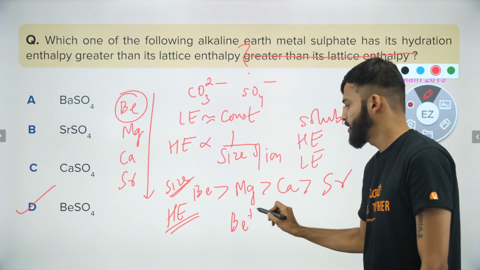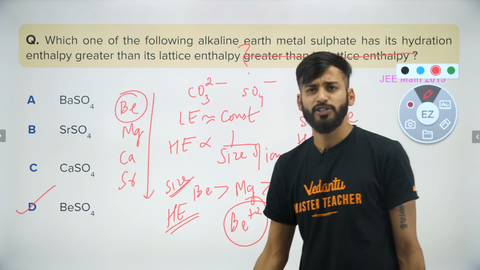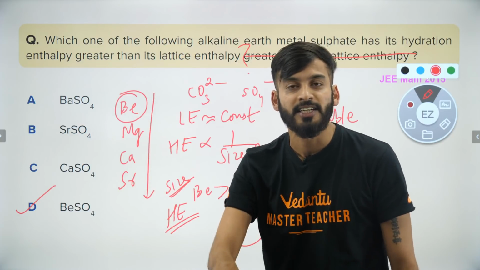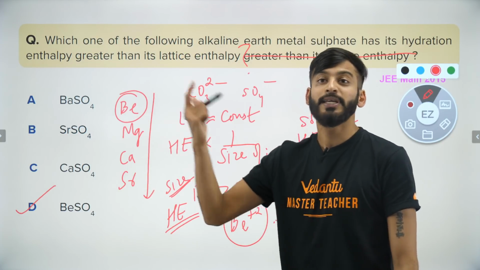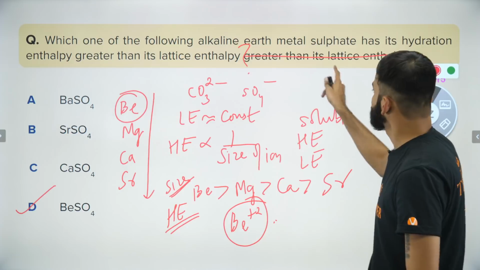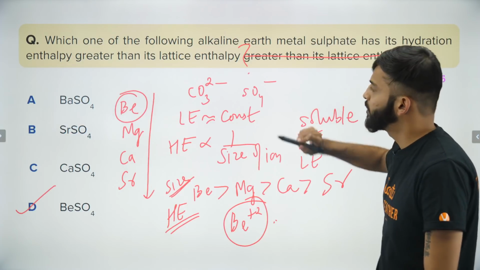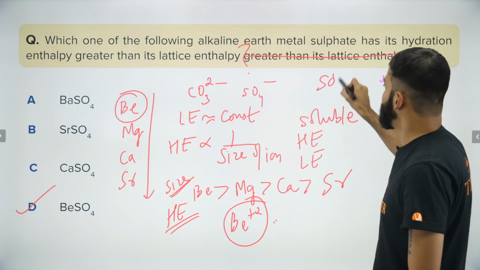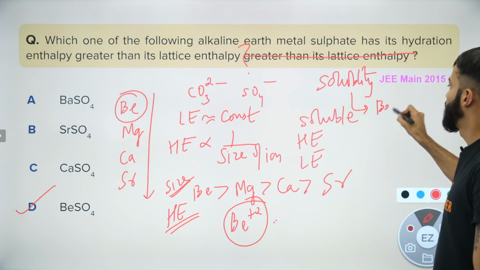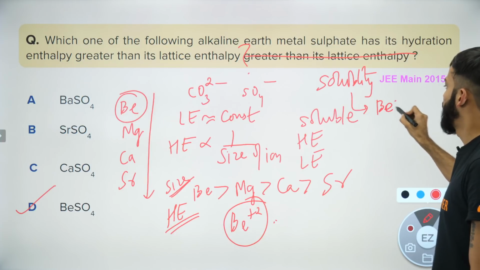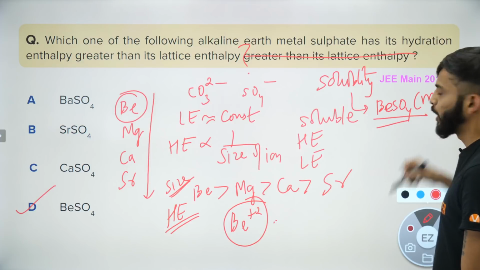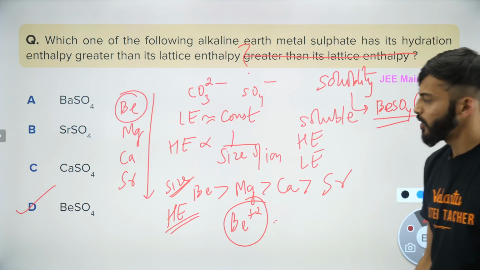सबसे ज़्यादा किसके लिए आएगी? Be plus 2 के लिए आएगी. The size of the ion is very small, so hydration energy will be massive and it will overcome lattice energy. So its solubility will also be high. If I ask what the solubility order is, your answer would be beryllium sulfate will have the highest one. ठीक है? सबसे ज़्यादा इसकी maximum होगी. I hope it is clear. Take a screenshot. So the answer is D.